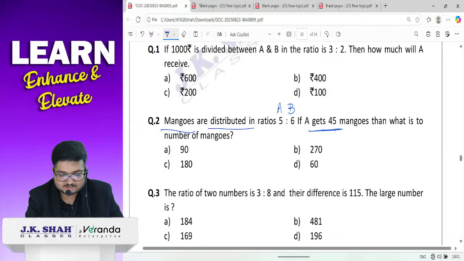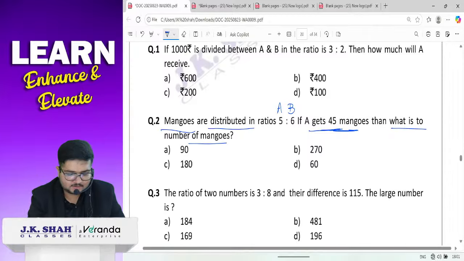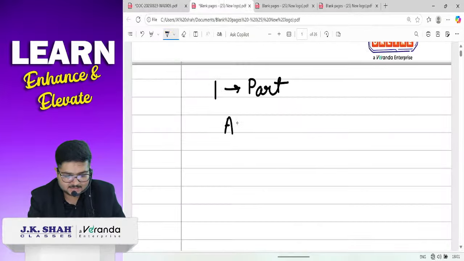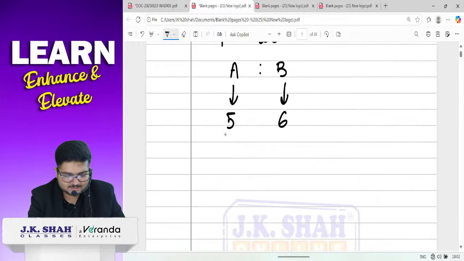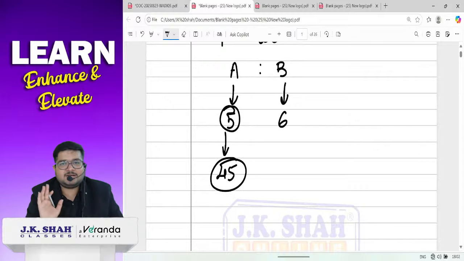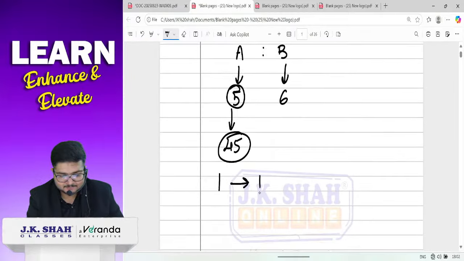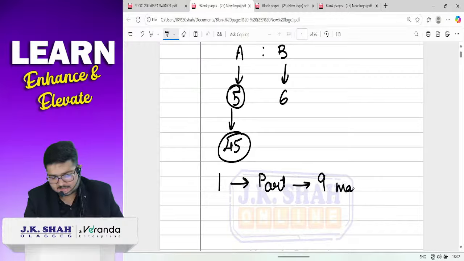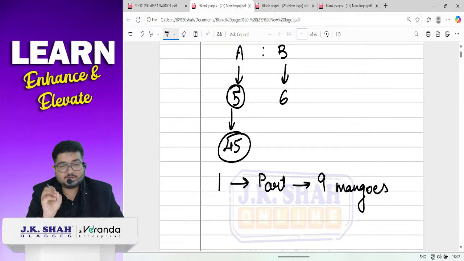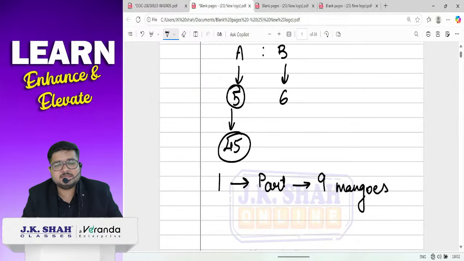Now, if A gets 45 mangoes, then what is the total number of mangoes? Here there are two people. A gets 5 parts, B will get 6 parts. A got 45 mangoes. What do you mean by this? 45 mangoes is 5 parts. Then can you tell me the value of one part? 45 mangoes are 5 parts, then one part will be 9 mangoes. Yes or no?